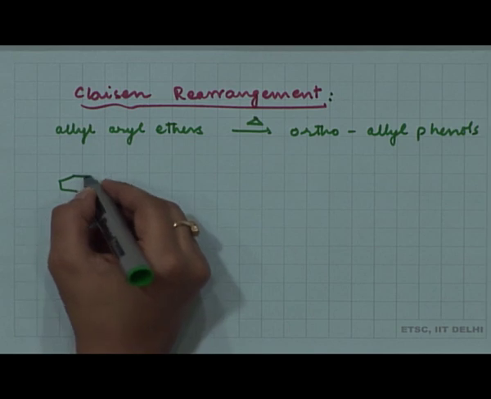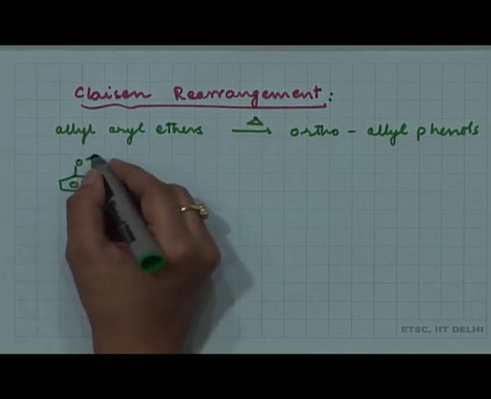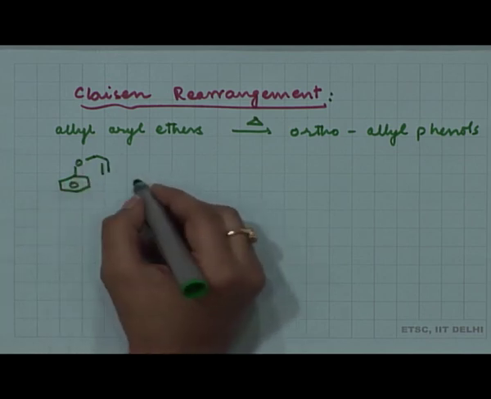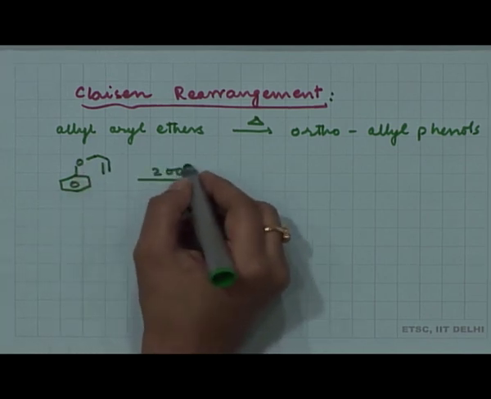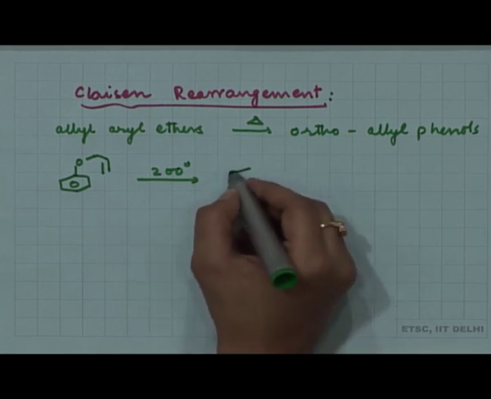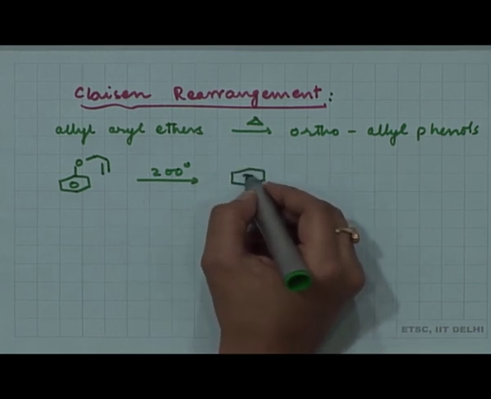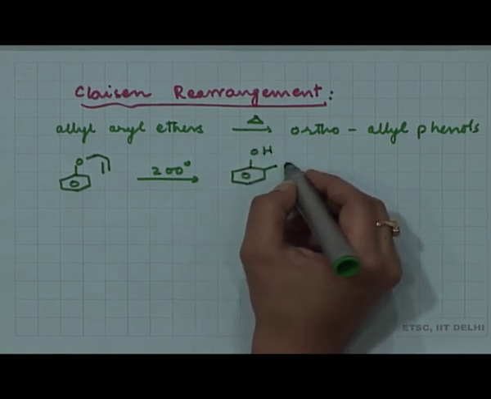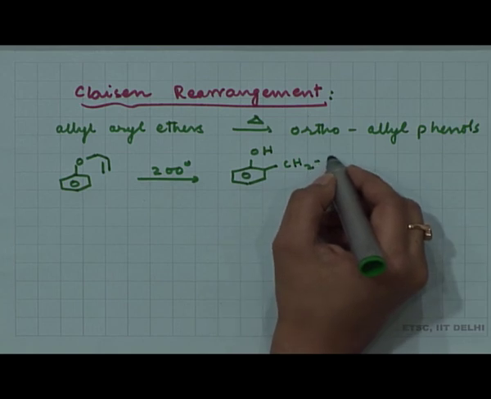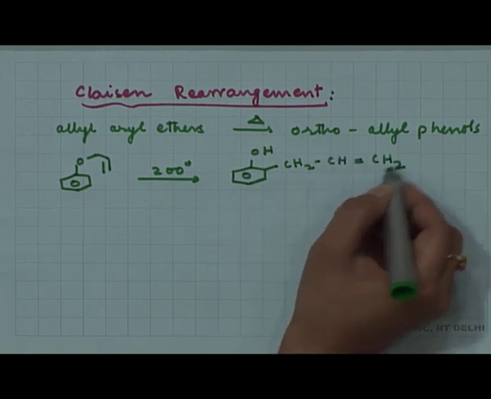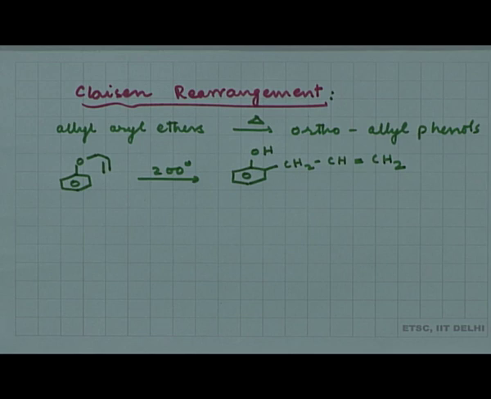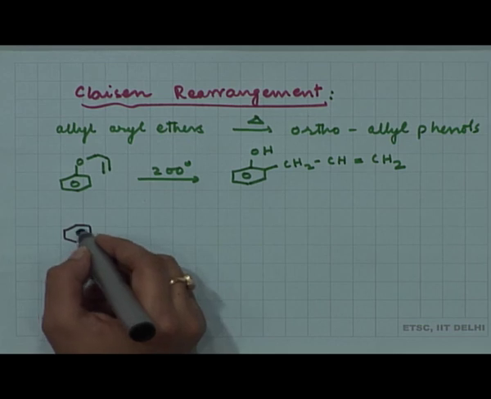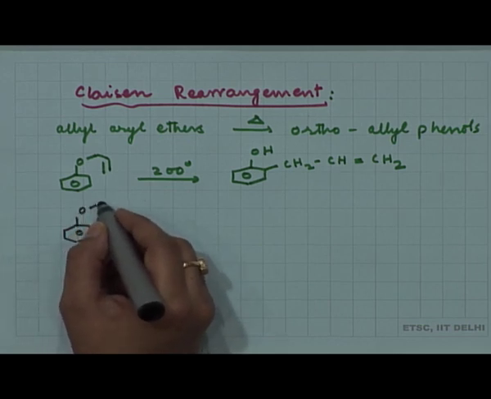So, if you have this allyl aryl ether and you heat it at about 200 degrees, you get a rearranged product, which is this phenol on this side, and the entire allyl group comes at the ortho position, and you get these ortho allyl substituted phenols. So, the question could be, if your ortho position is blocked, then what happens?